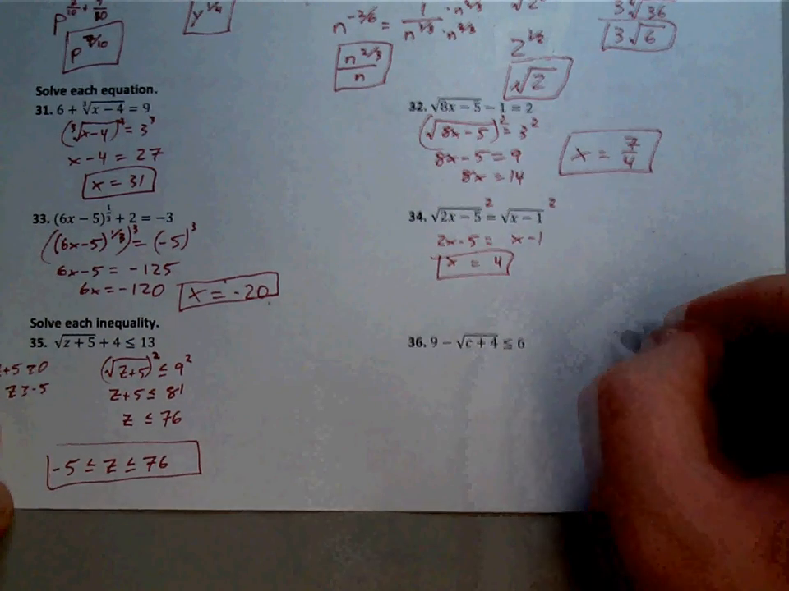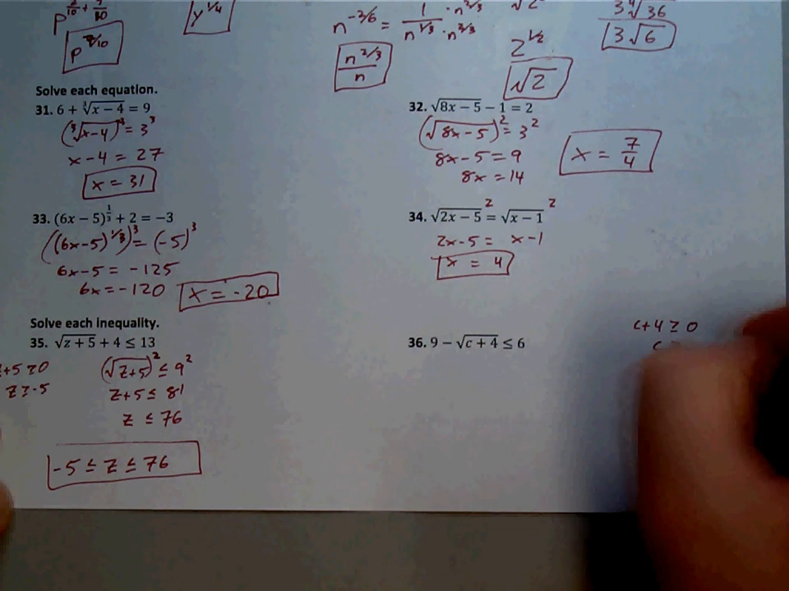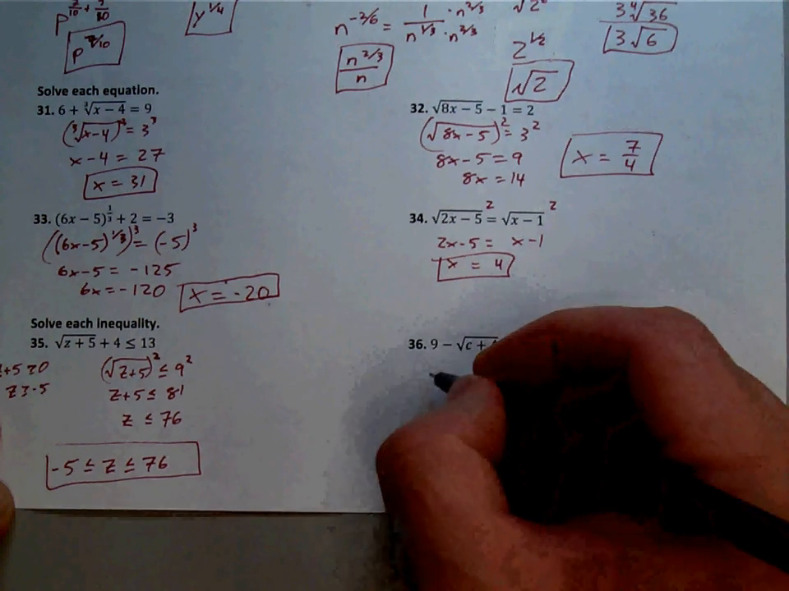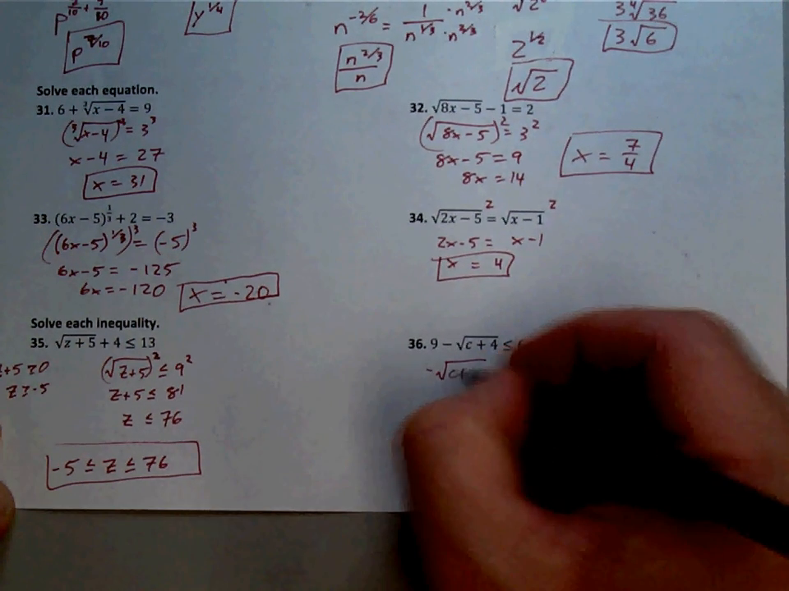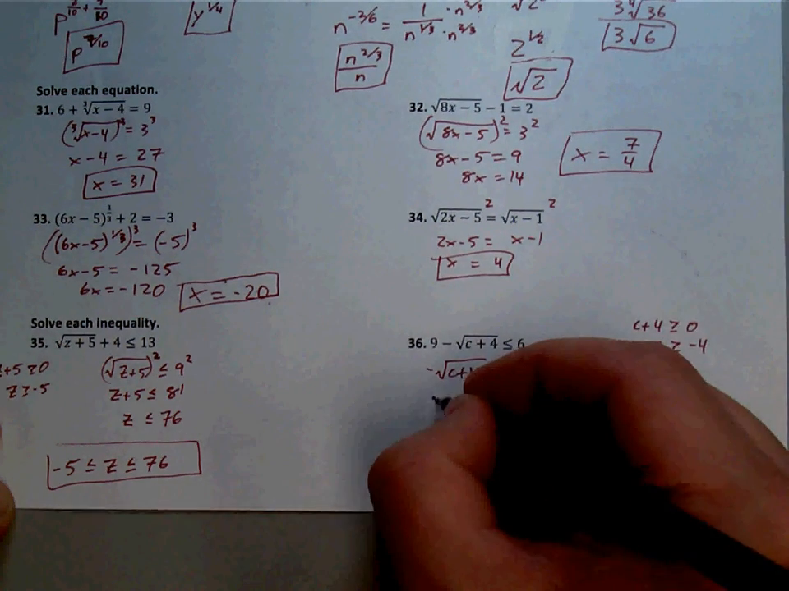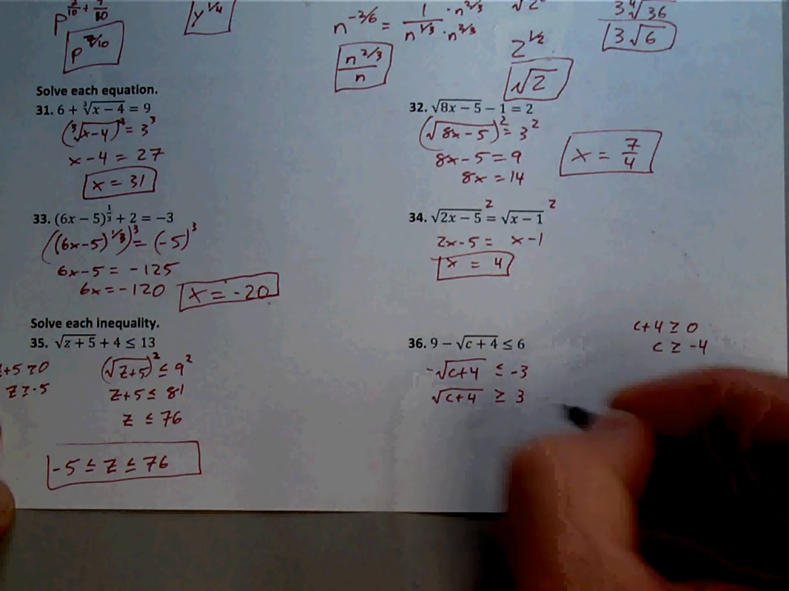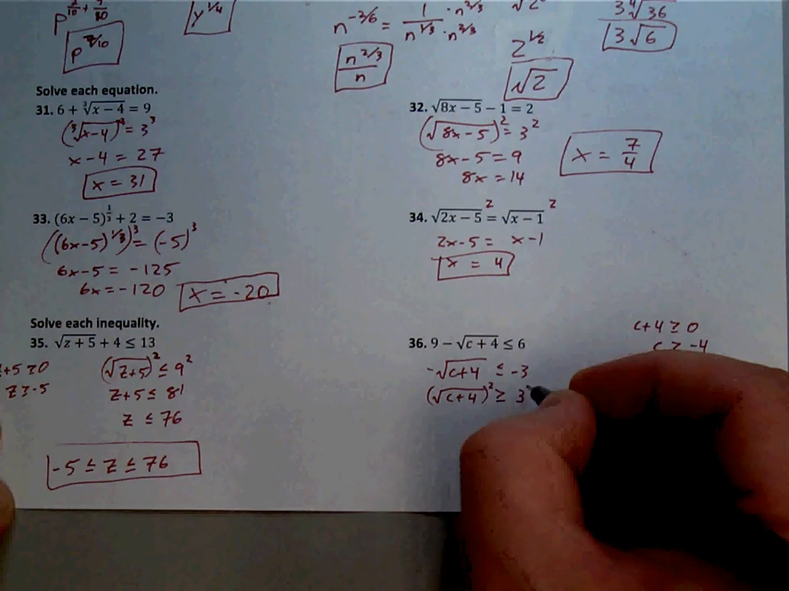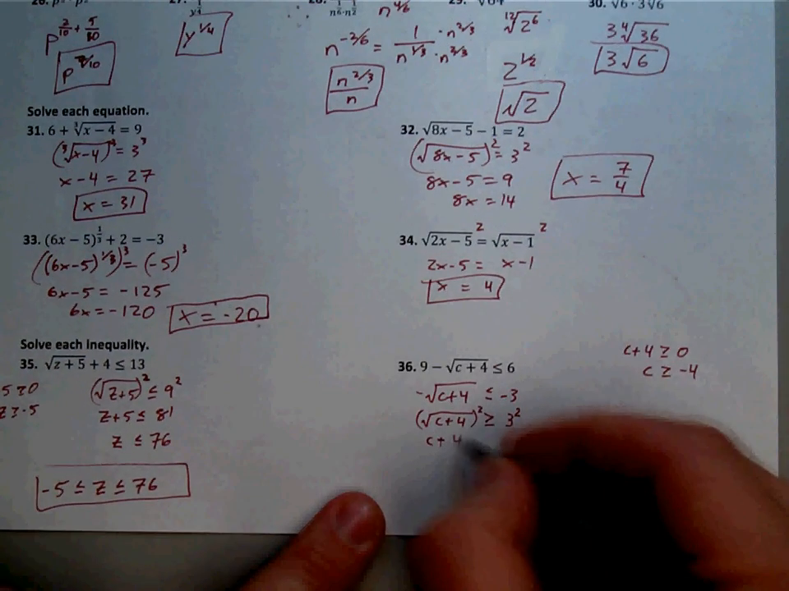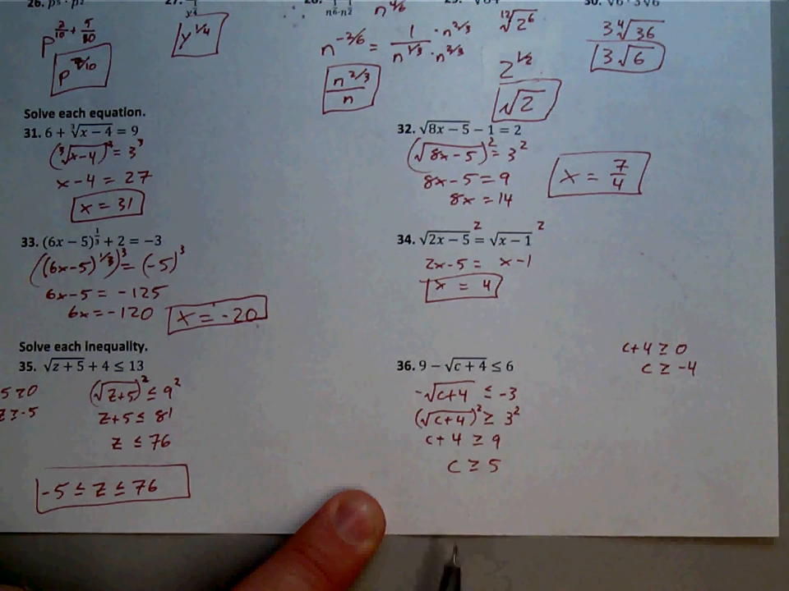This one, this domain restriction, c plus 4 has to be greater than or equal to 0, so c has to be greater than or equal to negative 4. Excuse me, I'm going to subtract the 9. Divide by negative 1. That switches my inequality sign. Now I can square. Subtract 4. C has to be greater than or equal to 5.